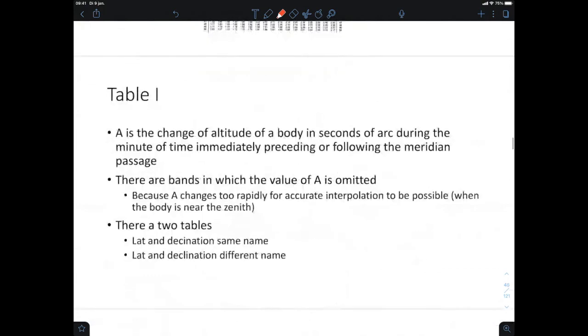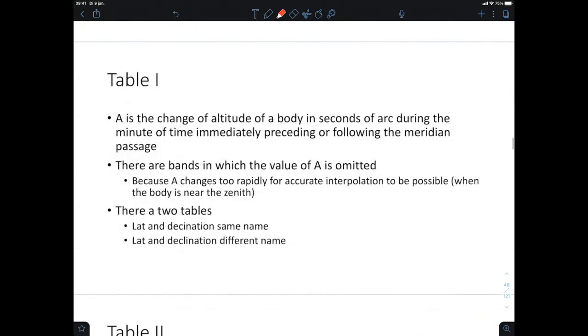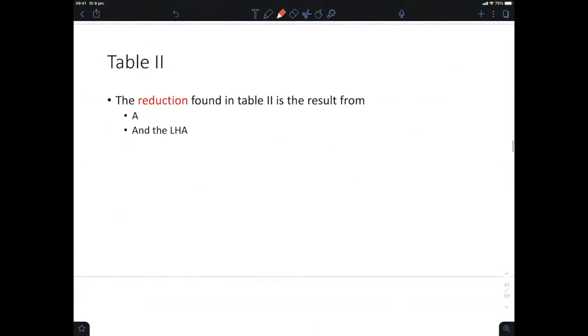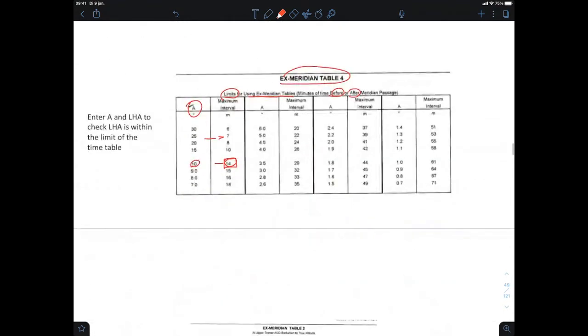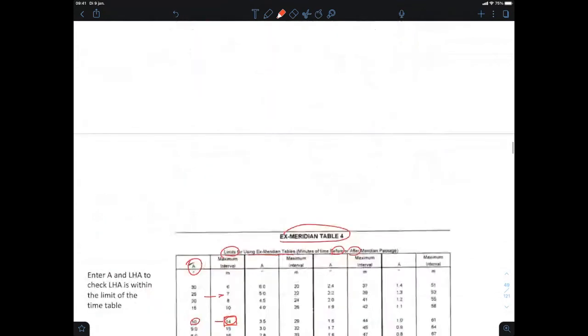Now, this I explained to you. A is the change of altitude of a body in seconds of arc during the minutes immediately preceding or following the meridian passage. There are some bands in which the value of A is omitted because there A changes too rapidly to accurately interpolate, and that is when the body is almost near the zenith. Then this method cannot be used. And as I told you, there are two tables, latitude and declination same name, different name. And so, voilà, where is this table one?